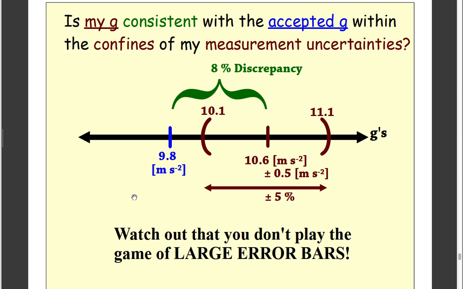Now watch out. There's a little game that you can play, and we don't want you to do this scientifically. If you said, I have 8% discrepancy, but my uncertainty in G is 23%, then this G right here would certainly sit inside the error bars. So that's a little game that you don't want to play. You don't want to try to stretch out your error bars so that the real G fits inside. You need to be honest.